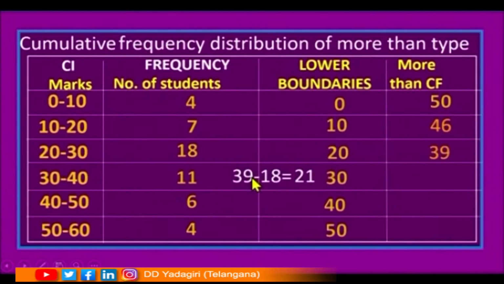39 minus 11 is 21. 21 minus 11 is 10, and 10 minus 6 is 4. So you got the more than cumulative frequency here. You see that this is what is more than cumulative frequency, and these are the lower boundaries. After getting this, you are going to plot these lower boundaries and more than cumulative frequency.